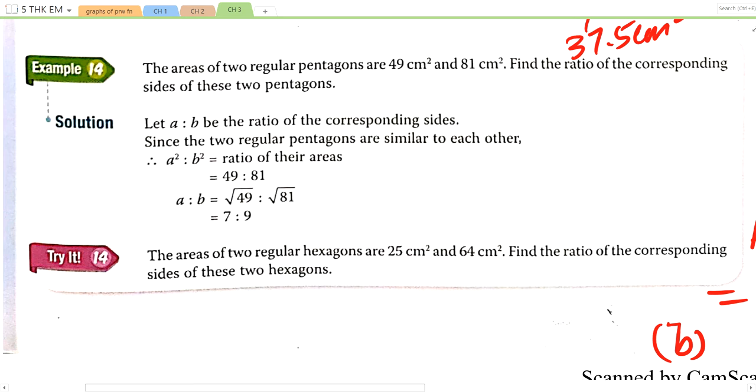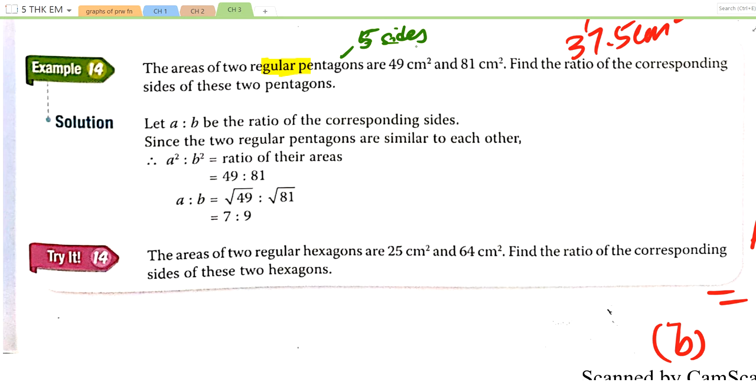Now, example 14. This is a question that doesn't involve any diagrams at all. But I need you to highlight this. Regular pentagon. What is a regular pentagon? How many sides? 5 sides, okay. When they tell us regular pentagon, what are they trying to say? What's the difference between a regular pentagon and a pentagon? All the interior angles are the same, all the sides are the same, right?